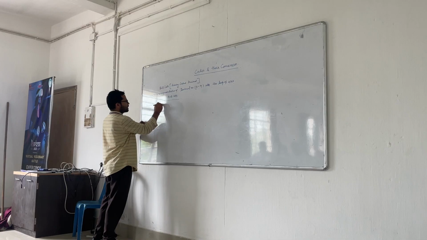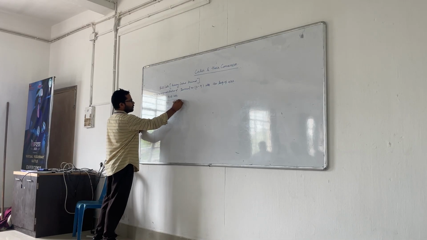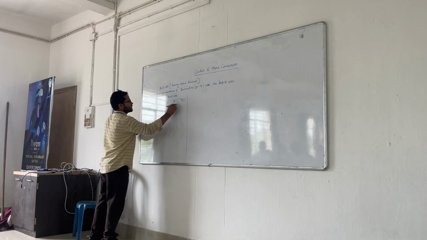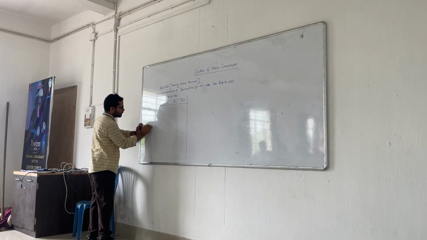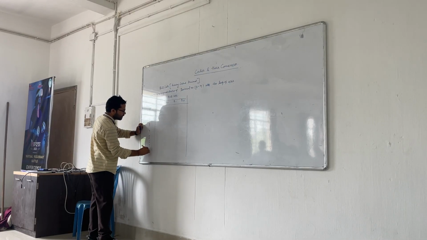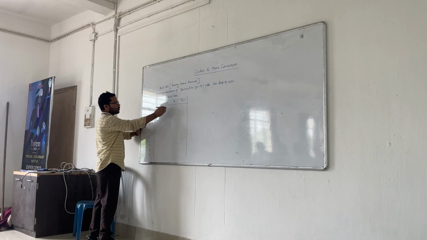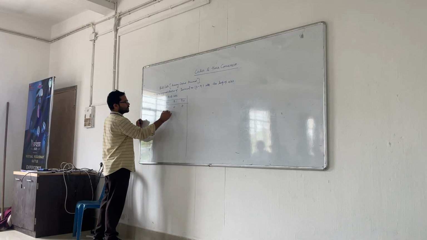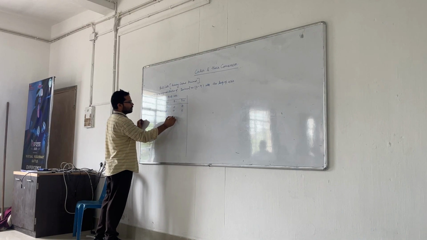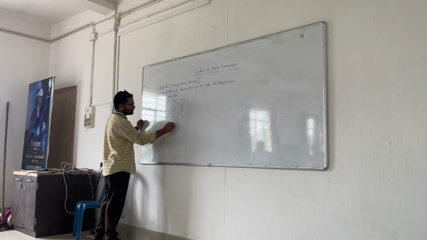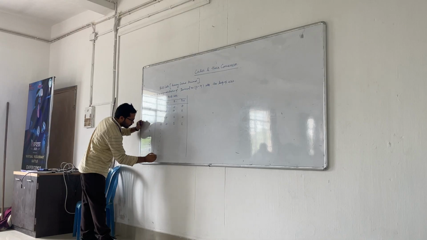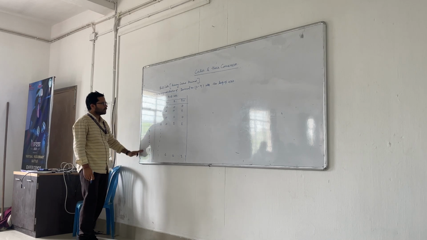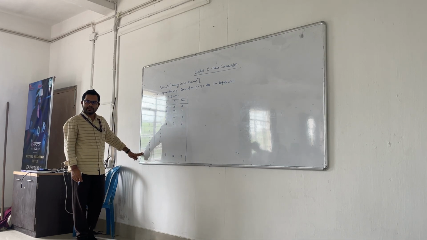Now BCD means B3, B2, B1 and B0, a 4-bit representation. That's why B0 to B3. Decimal numbers means 0, 1, 2, 3, 4, 5, 6, 7, 8 and 9. So 0 in BCD is what? 0000, 1 is 0001, 2 is 0010, 3 is 0011. In this way, 9 is 1001. This is the table of BCD code, right?